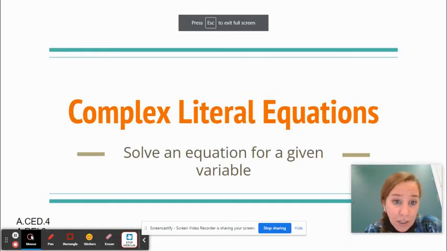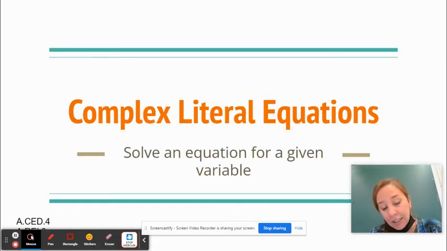This video is complex literal equations. And what that can mean is the problems are pretty difficult. So by the title, complex literal equations, you might be able to guess that these are going to be a little more complex than the simple literal equations. Those had like 2, maybe 3 variables. Here we're going to be seeing a lot more, but it's the same idea. You just use the same steps you would always use to isolate the given variable.